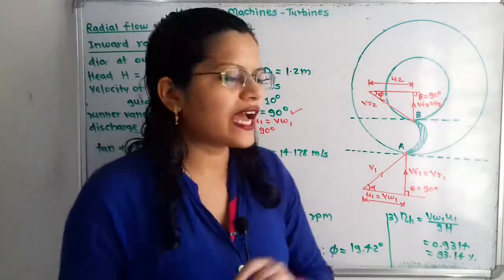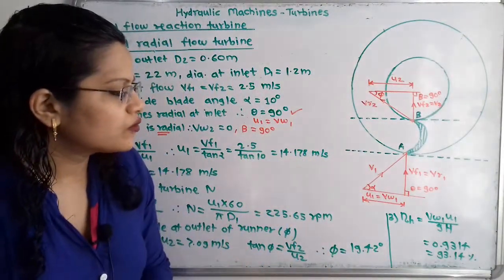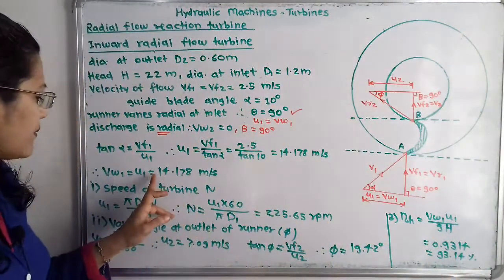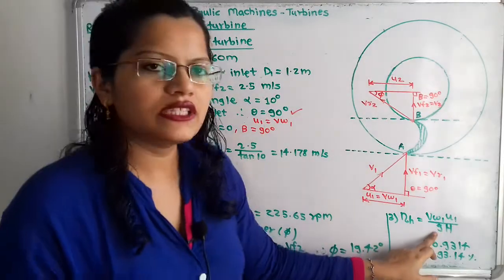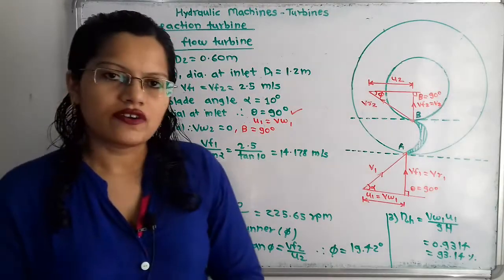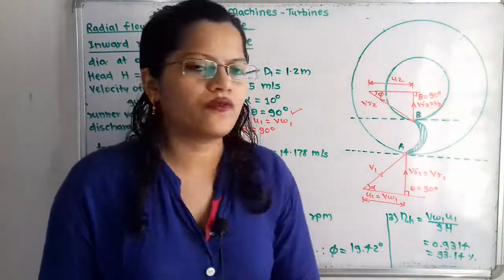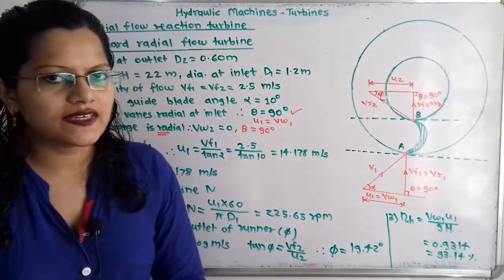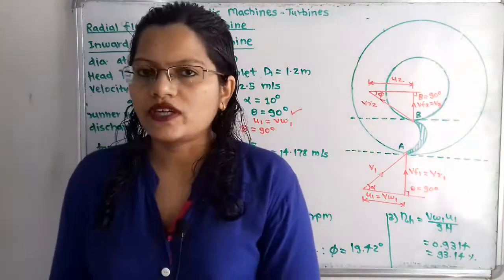Now the next question is the hydraulic efficiency. The hydraulic efficiency formula is Vw1 into U1 by gH. So Vw1 into U1, that means we take 14.178 into 14.178 divided by g, 9.81, into H. H is also given, that is head equal to 22. When we put the values, we get the answer 0.9314. Efficiency we always write in percentage, so we multiply by 100, that is equal to 93.14%.